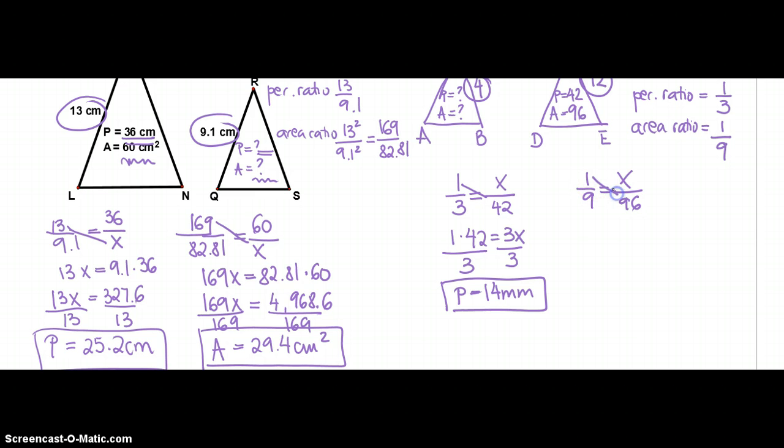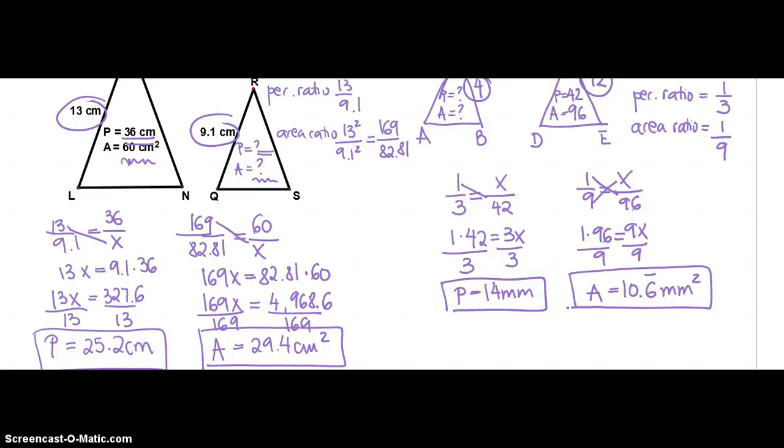Same thing, cross multiply. 1 times 96 equals 9x. Well, 1 times 96 is just 96. So let's divide both sides by 9. And we get area equals 10.6 with 6 repeating, and it's going to be millimeters squared. Okay, and there you have it. So the main point here is to remember to square the similarity ratio if you're going to be looking for areas.